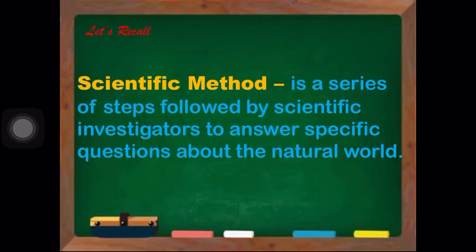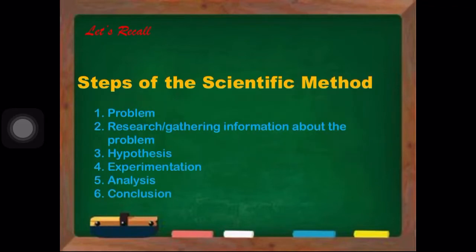Now you can give me the steps in scientific method. Here are the steps in scientific method. Step 1, identifying the problem. Step number 2, research or gathering information about the problem. Step number 3, hypothesis. Step number 4, experimentation. Step number 5, analysis. And step number 6, conclusion.